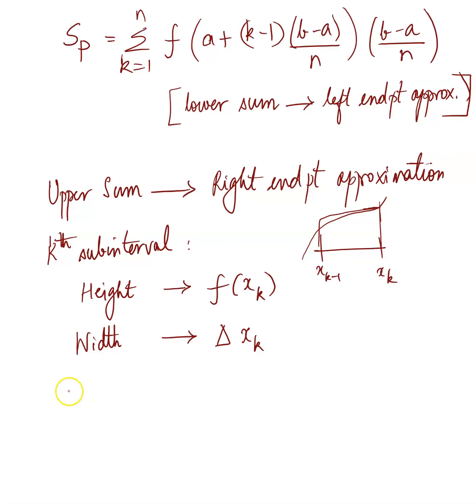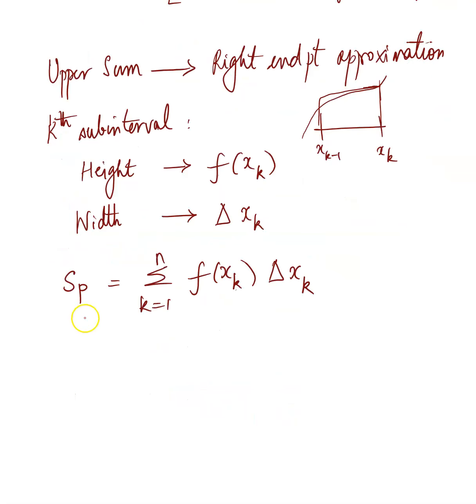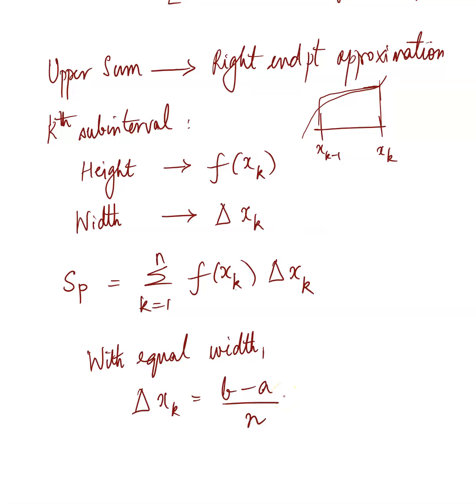And so the sum is summation k equals 1 to n, the sum of all the areas of the rectangles. The area of the kth rectangle is height times width, so f of xk times delta xk. Now remember, we have to replace the xk with the endpoints. With equal width, once again delta xk will become b minus a over n. No problem there. It's this xk that I will have to represent now, so I go back to the diagram.